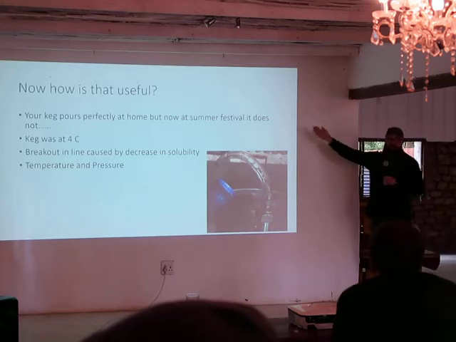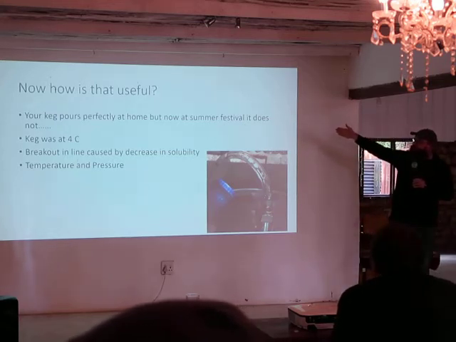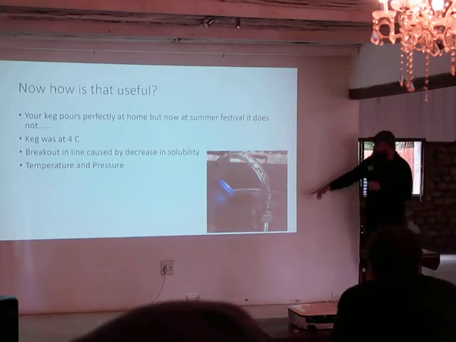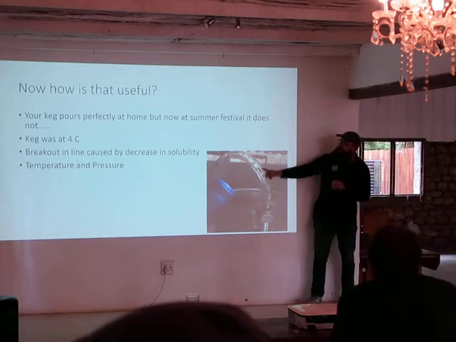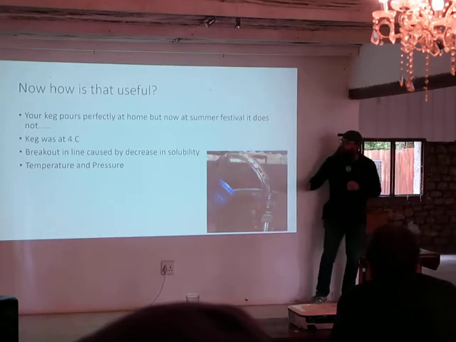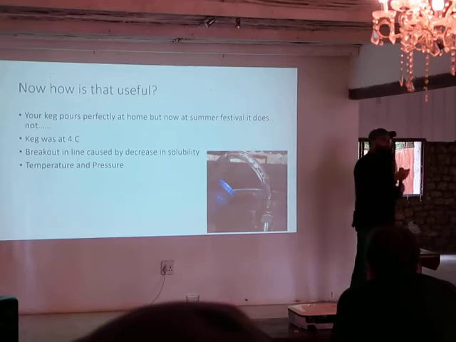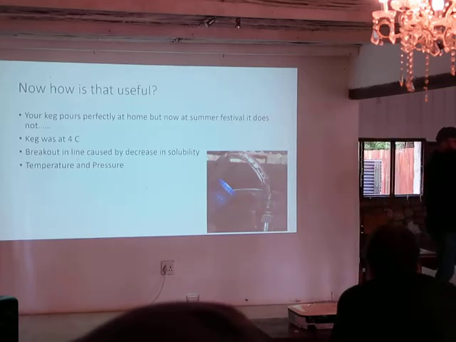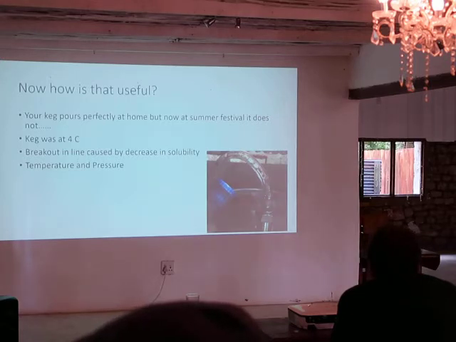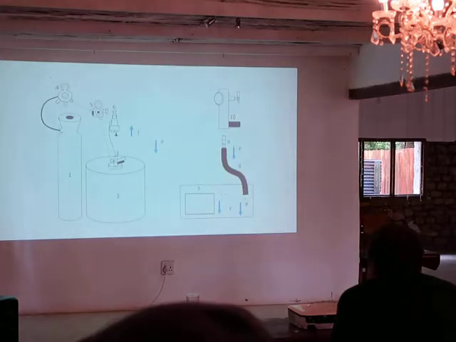So when you left home, the keg was at 4 degrees Celsius, alright? But now when you try and serve it, what's happening is you're getting bubble breakup in the line. And the reason for that is temperature and pressure. Yep. The solubility of the CO2 has actually changed. So if you go to the next slide, there's one thing I need to just explain.